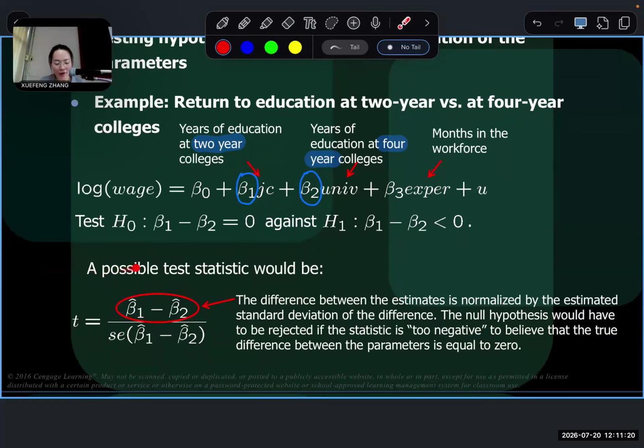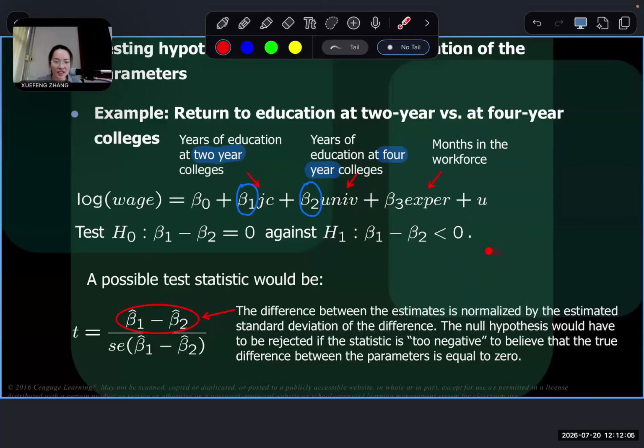Okay, so here a possible test statistic would follow the same logic, right? Estimated divided by the standard error, okay? So here we're going to use beta 1 hat minus beta 2 hat divided by the standard error of beta 1 hat minus beta 2 hat. The difference between the estimates is normalized by the estimated standard deviation of the difference. About this formula, the null hypothesis would have to be rejected if the statistic is too negative to believe that the true difference between the parameters is equal to 0.